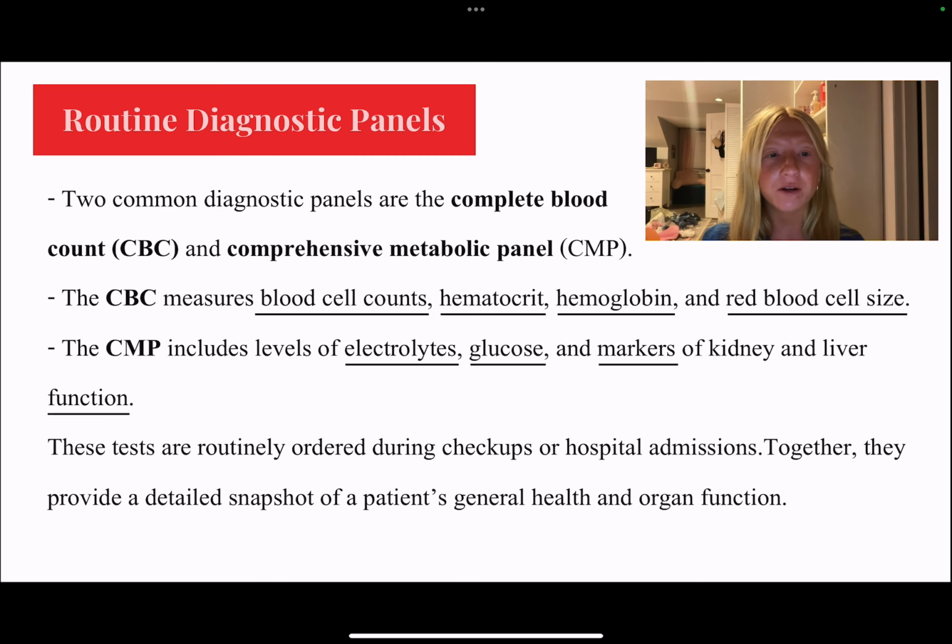Routine diagnostic panels. Two common diagnostic panels are the complete blood count and the comprehensive metabolic panel. The complete blood count measures the blood cell counts, hematocrit, hemoglobin, and red blood cell size. The comprehensive metabolic panel includes levels of electrolytes, glucose, and markers of kidney and liver function. These tests are routinely ordered during checkups or hospital admissions. Together, they provide a detailed snapshot of a patient's general health and organ function.